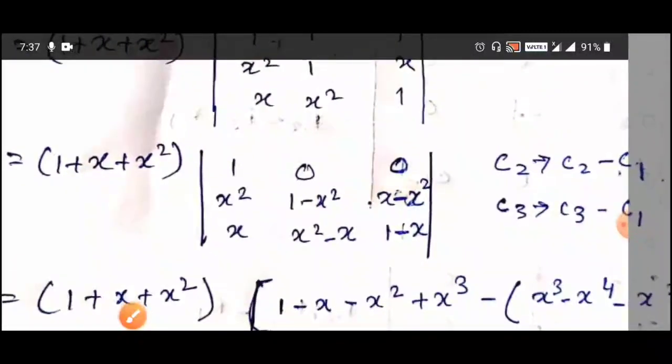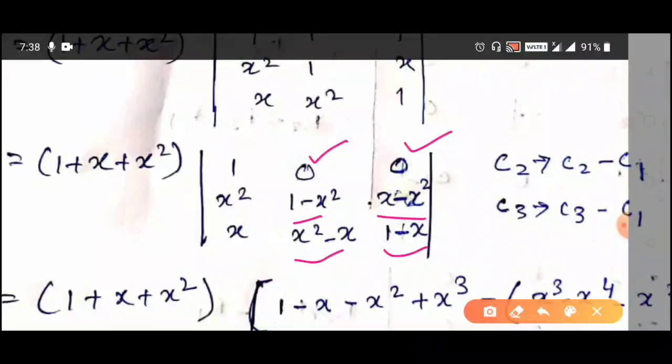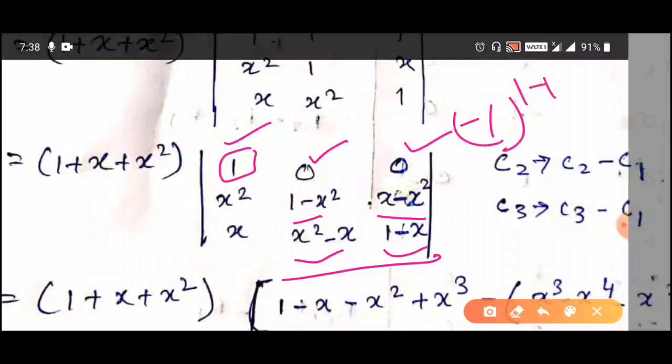So see, here we have done column 2 is replaced by column 2 minus column 1 and column 3 is replaced by column 3 minus column 1. So in these two places we have 0. And these 4 elements we will get accordingly. Now we can expand the determinant along row 1. So for this one we have to write minus 1 to the power 1 plus 1 because it is in first row, first column. So minus 1 converted to plus 1 into 1.